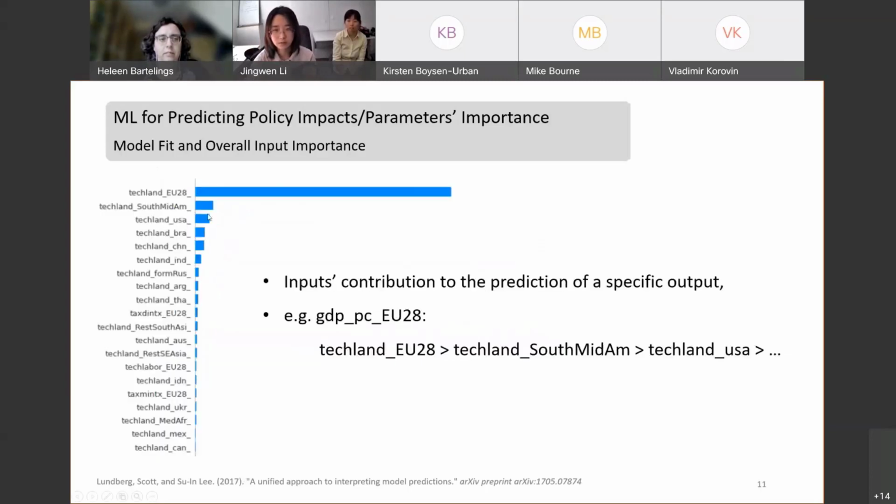And here, if we zoom in, for example, and pick 1 output, the GDP per capita for EU28, we can look at which is the most important in giving the biggest SHAP value, and it turns out to be the tag land of EU28, which is the factor productivity of land for EU countries, followed by the tag land of the rest of Latin America, then the tag land of USA, Brazil, China and India. This makes sense when we think about how large the volume of agriculture trade is between all the countries. And almost all are tag land, not many subsidies at all at this level.